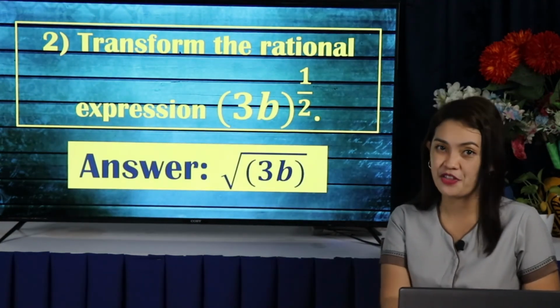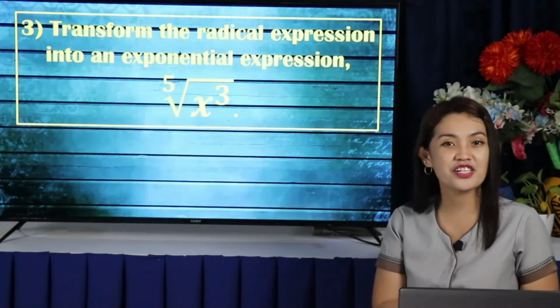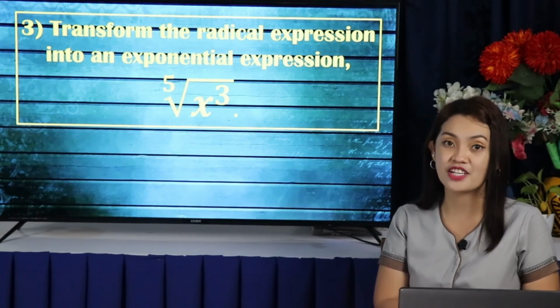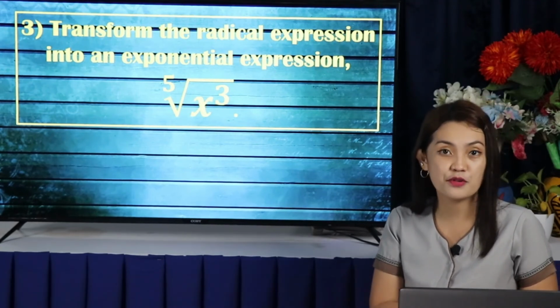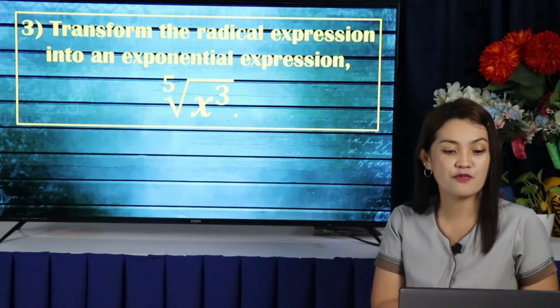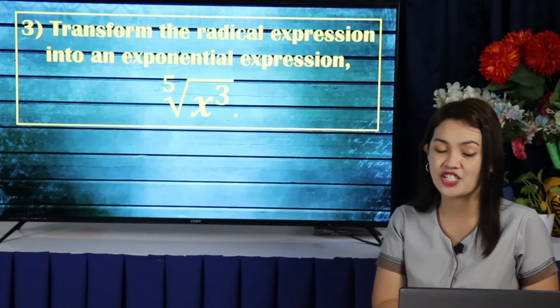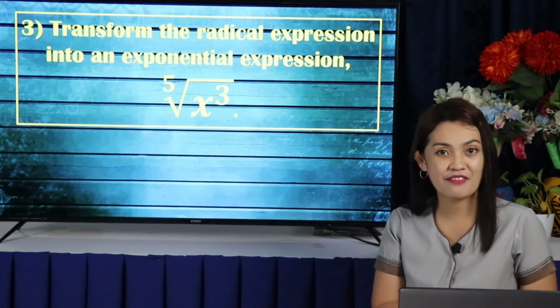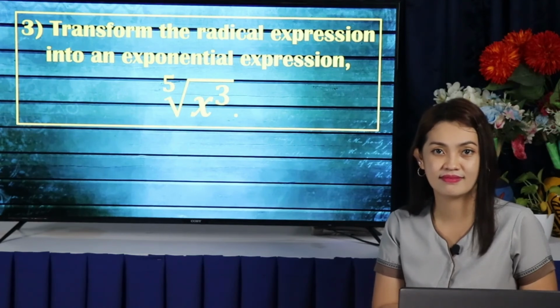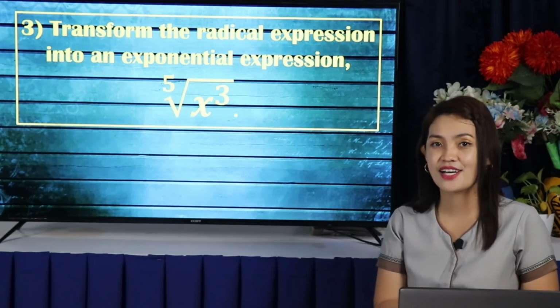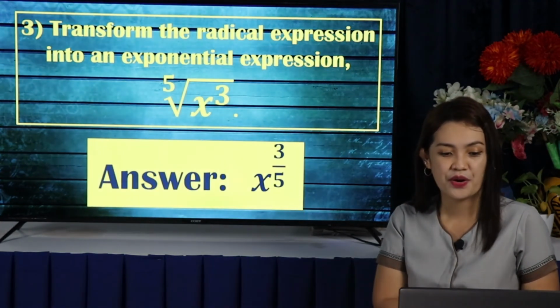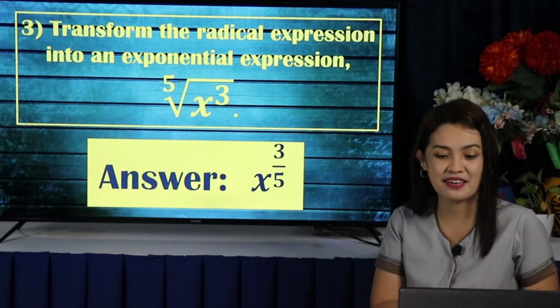We will now proceed to our third and final question. Question number 3. Transform the radical expression into an exponential expression. The fifth root of x cubed. You are given 5 seconds to answer. Time's up. The correct answer is x raised to the power of 3/5.